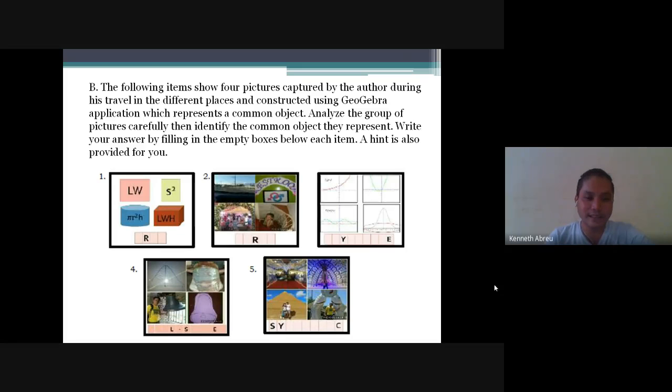Number 4 would be one word also. And the last one would be nine letters again, and our clue is the first and second and the last letter. Okay, you can write down your answers on your answer sheets.